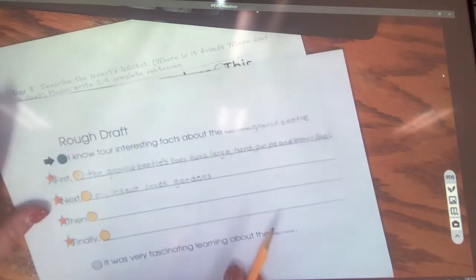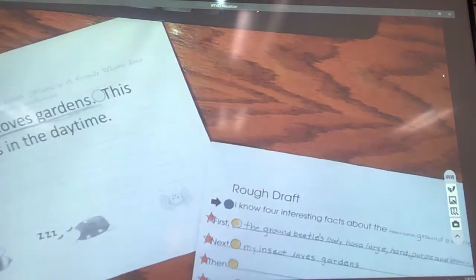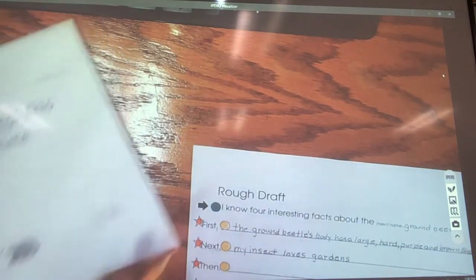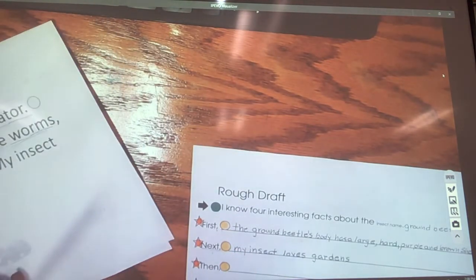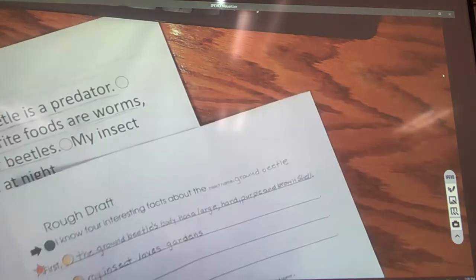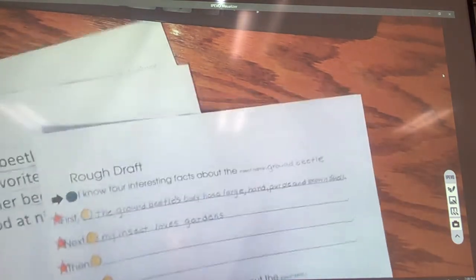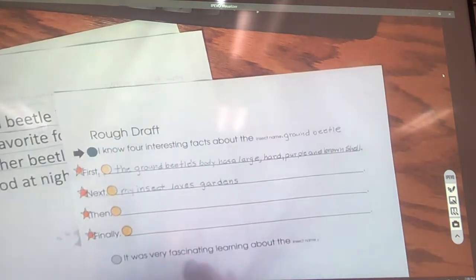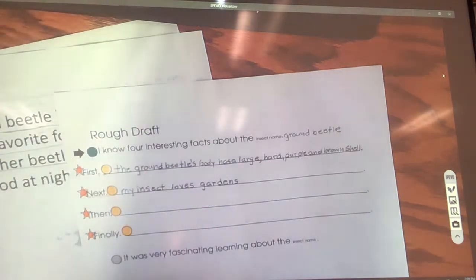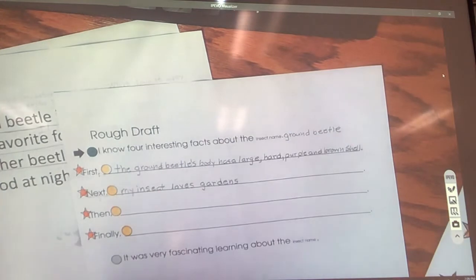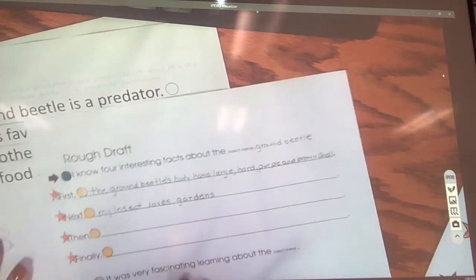Then, okay, so we've done dates. So there's 1, 2, so let's go to the third page. 3. Okay, this is where I'm kind of changing it, I think, a little. Okay, we're writing, because my T-chart said that we're writing about the predator. Okay, so this is what I think I'm gonna do.